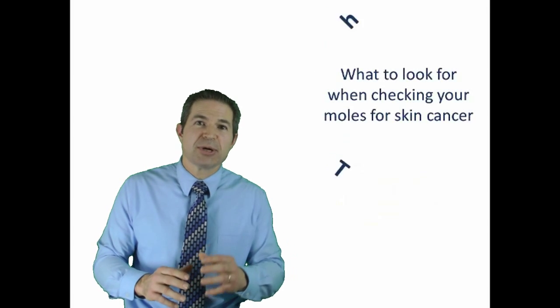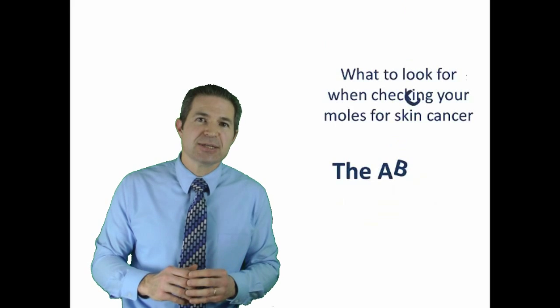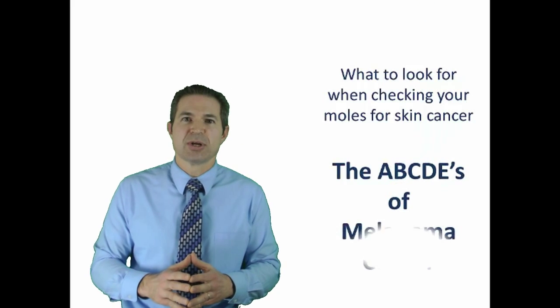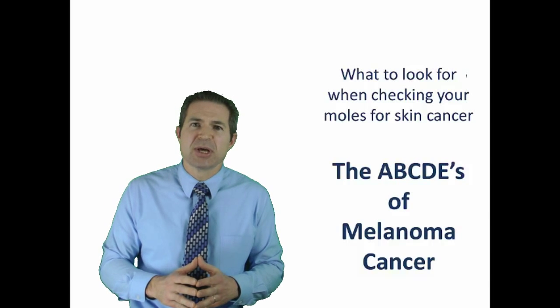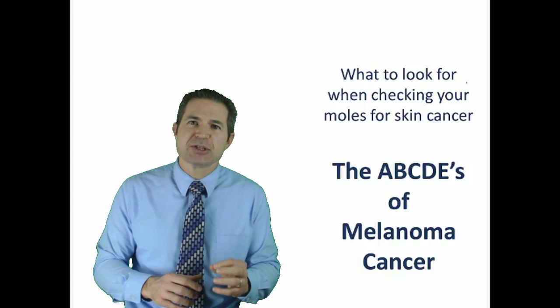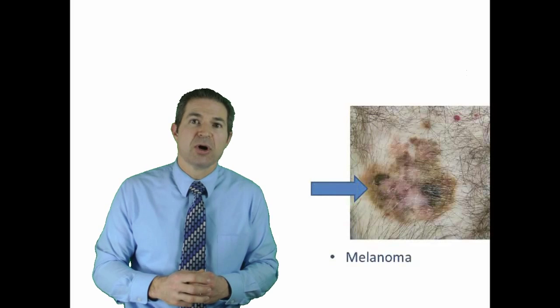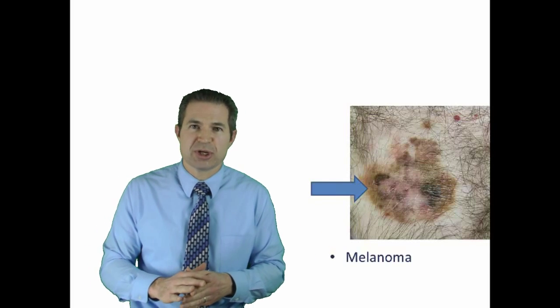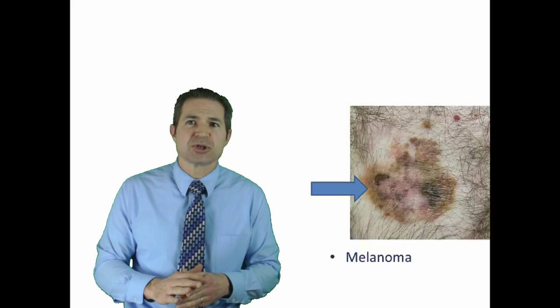In evaluating this, we want to make sure that we understand the A, B, C, D, and E's of malignant melanoma, the skin cancer that arises from mole-type cells. The ABCDEs remind us that if a mole is asymmetric, has border irregularity, color variegation or is multicolored, or has a diameter greater than 5 millimeters, or it's new or changing, evolving, then you want to be concerned about it.